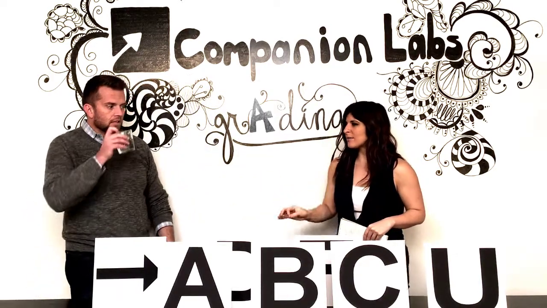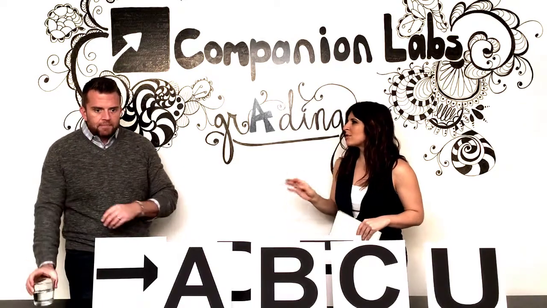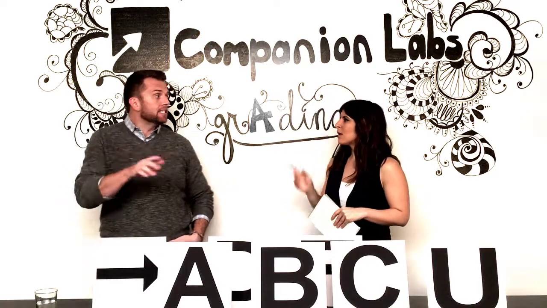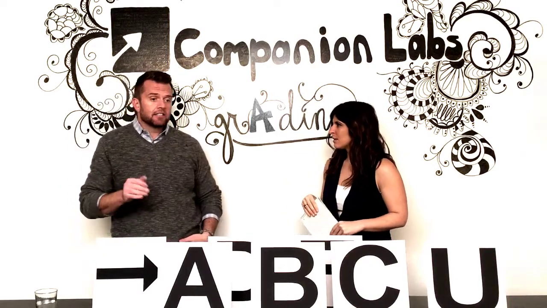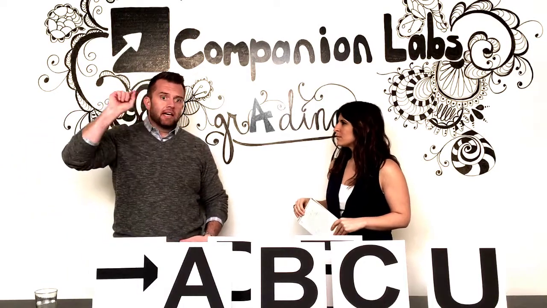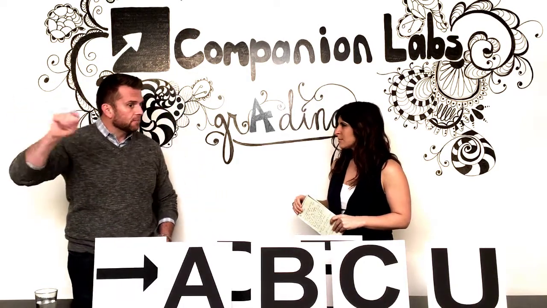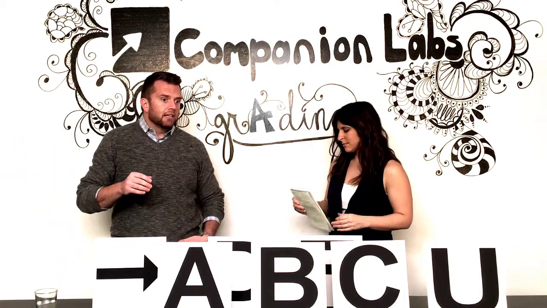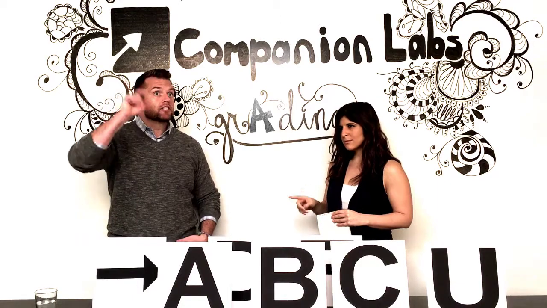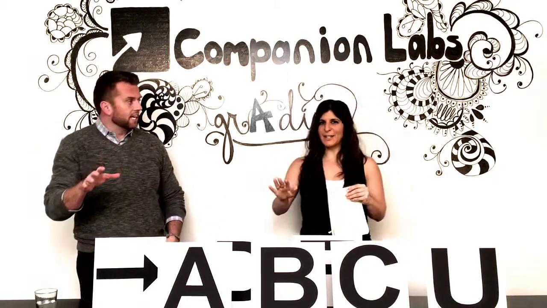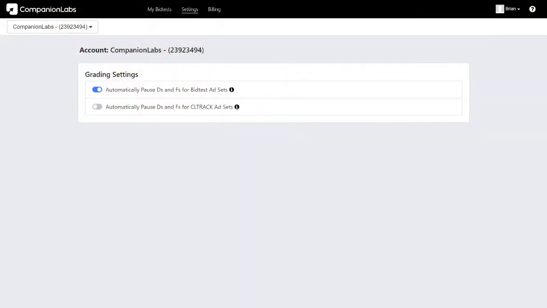Now, what about D's and F's? I know Companion Labs shuts those off automatically. That's the default, right? For bid tests, yes. So if you go to app.companionlabs.com, go to settings, you'll see that automatically shutting off D's and F's for bid tests is turned on by default, just like you said. To shut them off. Yes. The default is that D's and F's for bid tests, Companion Labs will just shut those off for you.